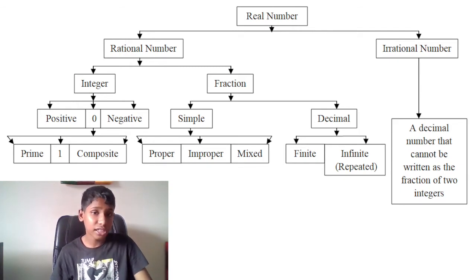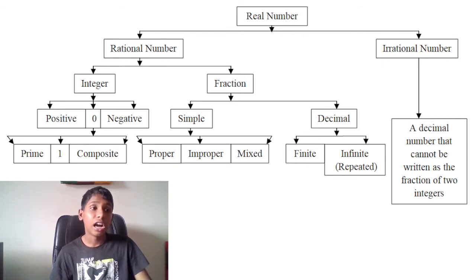So simple fraction can again be classified into three more types. They are the proper fraction, improper fraction, and mixed fraction. In proper fraction, the numerator is smaller than the denominator. So fractions like 3 by 4, 5 by 6, 9 by 11, 100 by 200, 1 by 3, fractions where the value of the numerator is smaller than the value of the denominator, those fractions are proper fractions.